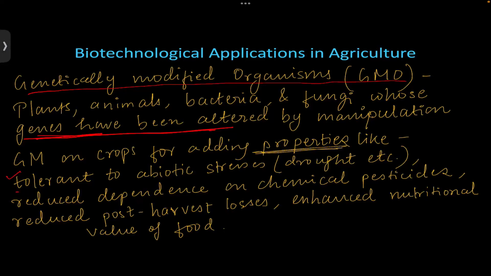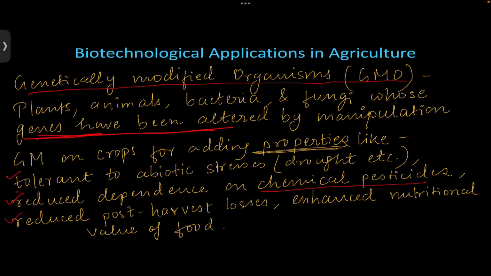Then crops are also made less dependent on chemical pesticides, okay, by improving their properties to fight the pests instead. Then farmers often suffer post-harvest losses, which is actually a significant problem when you're talking about tons of crops being lost, right? So to overcome this problem, genetic modifications are done to the crops so that their shelf life increases.